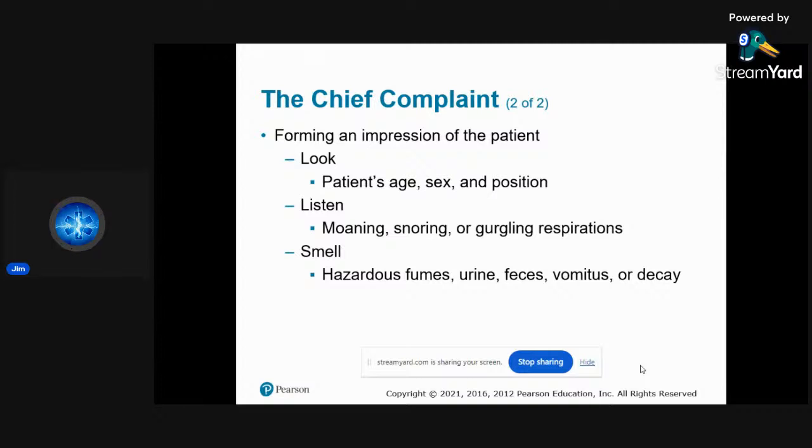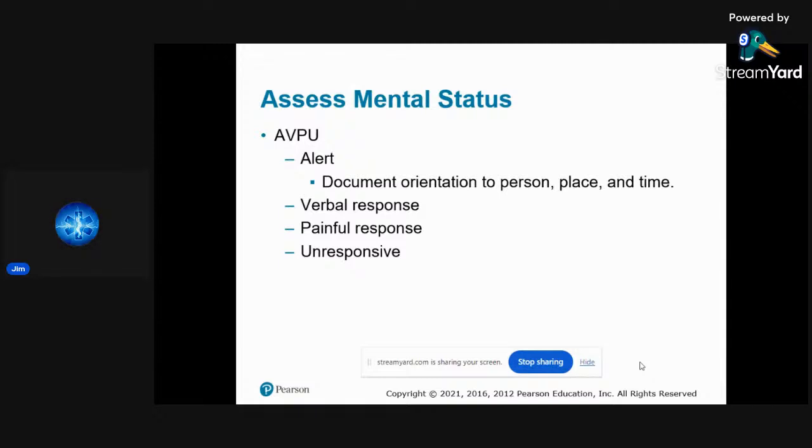With the chief complaint, we're going to form an impression of the patient by look: patient's age, sex, or position; by listening: moaning, snoring, or gurgling; or by smell: hazardous fumes, urine, feces, vomitus, or decay. So following the chief complaint, we're going to assess their mental status. We use the AVPU scale, and the A stands for alert. We're going to document oriented to person, place, and time.